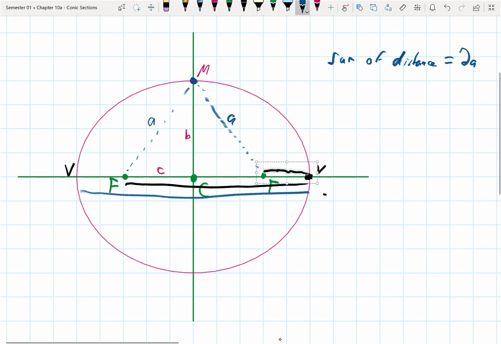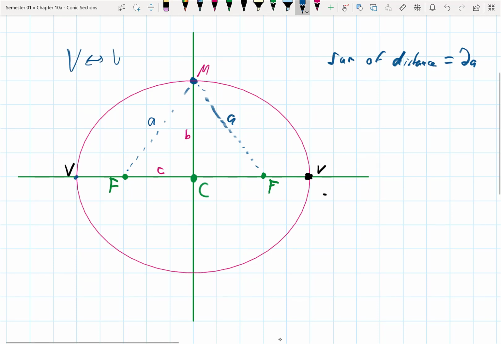You can see that by taking this little piece here and sliding it all the way over to the other side. So that entire distance from vertex to vertex is equal to 2A, which means that the distance from C to V is also A. I'm going to keep that out of the figure for right now, but I do want that to be known, and that will be important much later. This is called the major axis, and the major axis has a length equal to 2A.